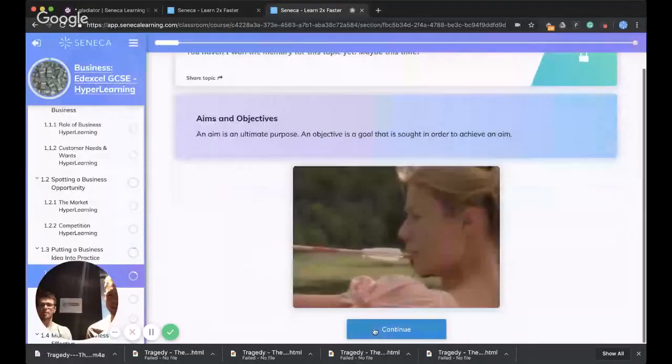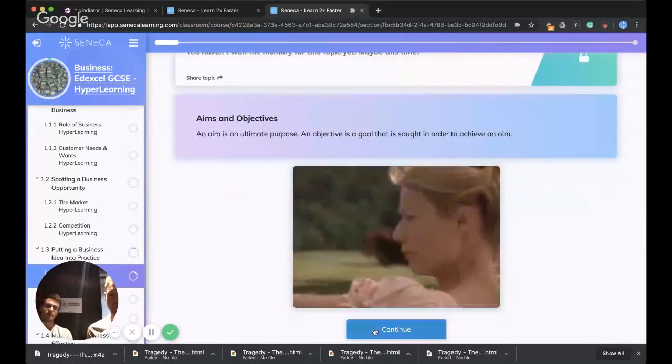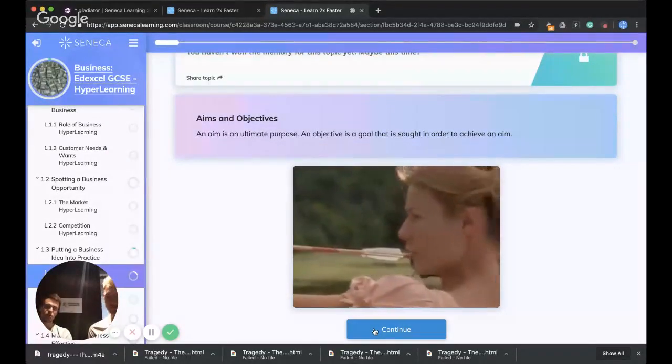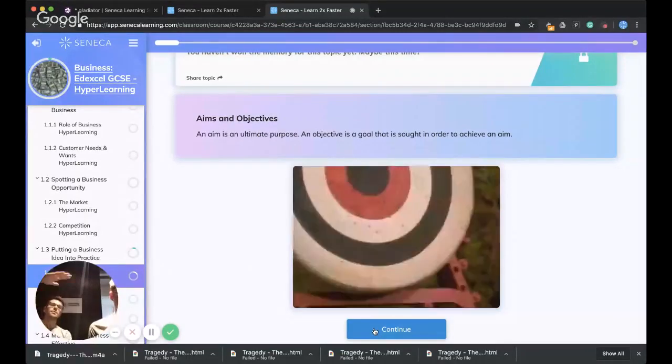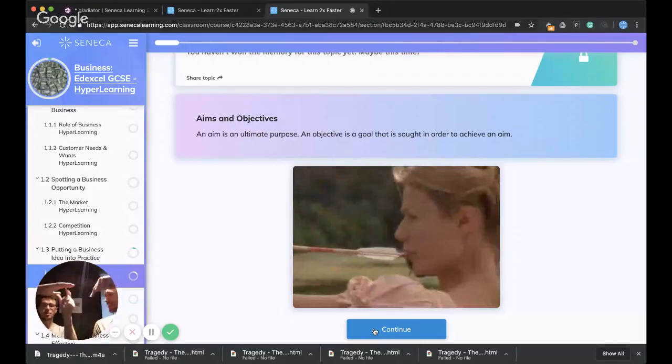Okay, aims and objectives. An aim is the purpose of the business, an objective is the goal that helps you get the aim. So the aim is there. The objectives are there to reach the aim. Thank you for that, Jono.